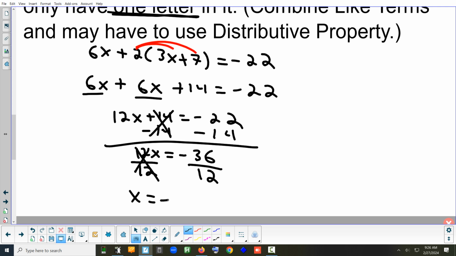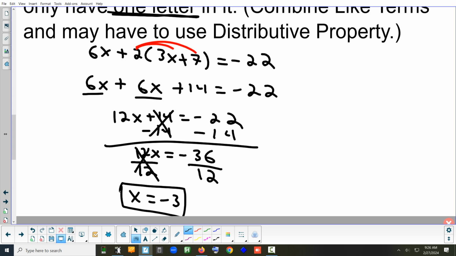So 12 times what is 36? 3. And since this is a negative divided by a positive, it's negative 3. So now we know that x equals negative 3. But we're solving a system. How many letters do you have to find? 2. You have to find 2.